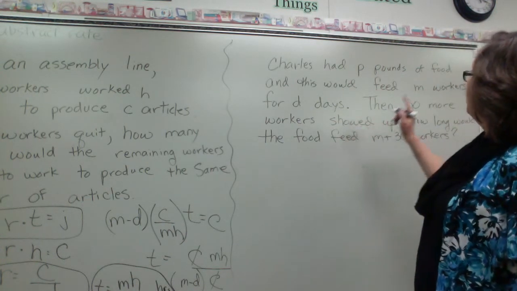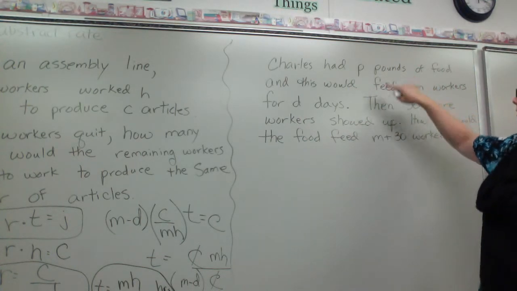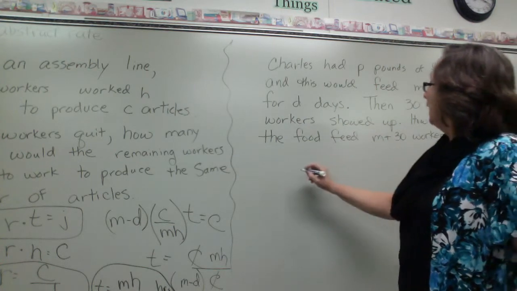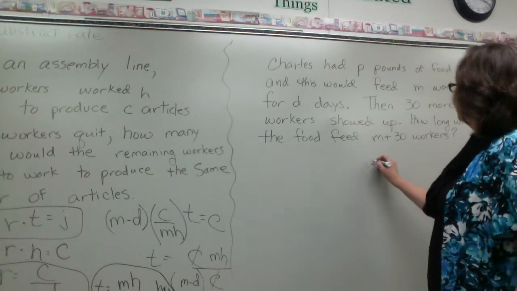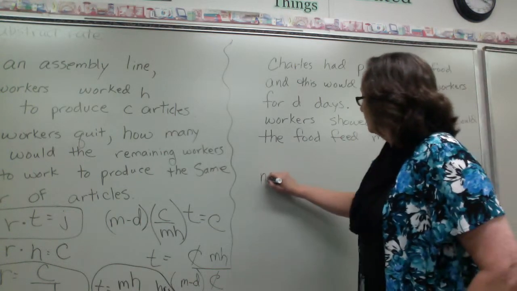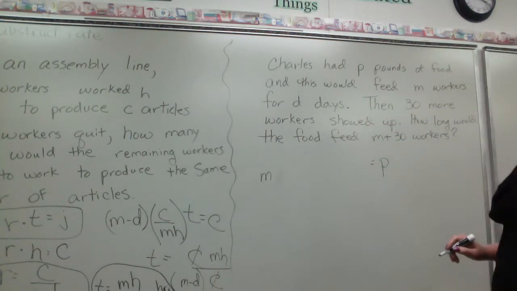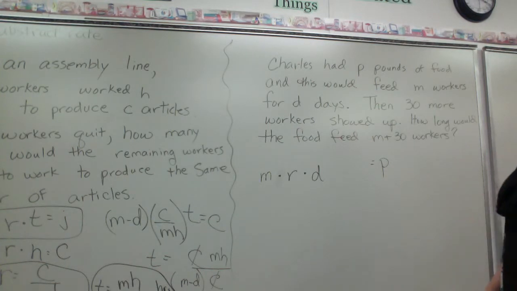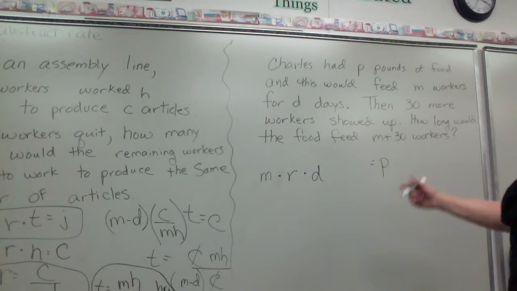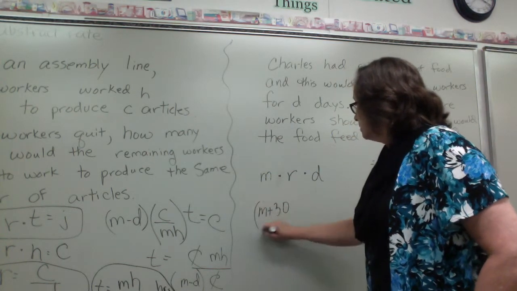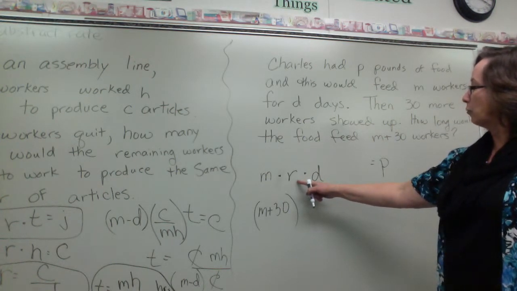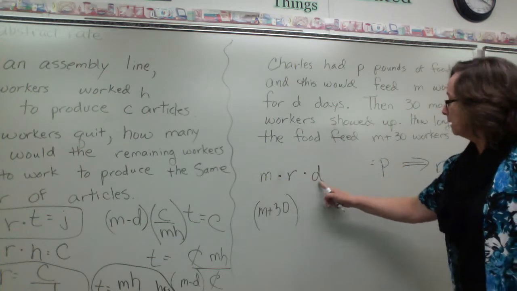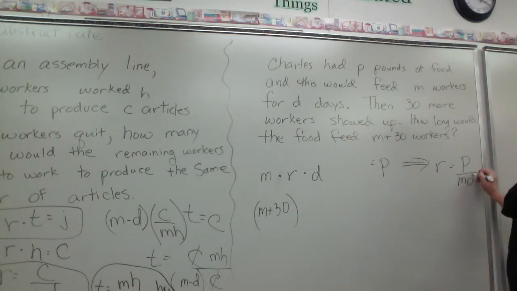So he had P pounds of food, and in this problem, the P pounds of food is the job. The workers are coming along and they're eating the food. So we have P pounds of food that's being eaten by these workers, and this would feed M workers for D days, so rate times D days is P, the amount of food that they consume. Then 30 more workers showed up, so now we have M plus 30 workers. We need to find out what this worker rate is. I'm going to divide by the M and the D, so I've got P over MD is my worker rate.